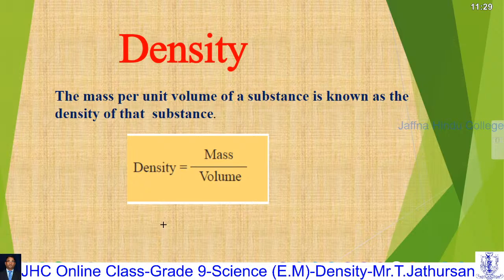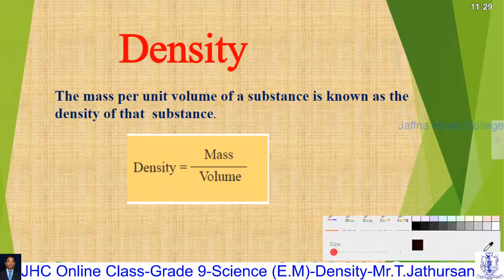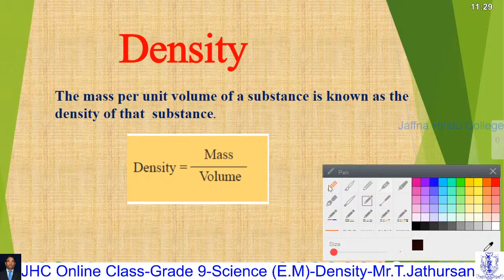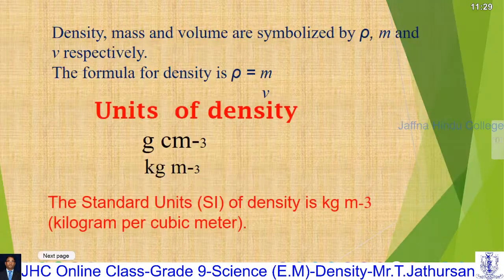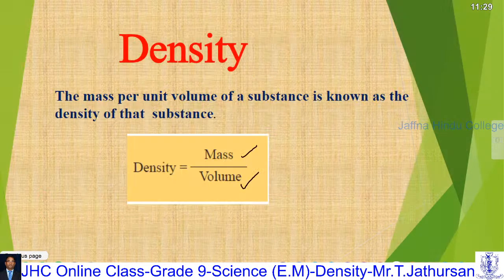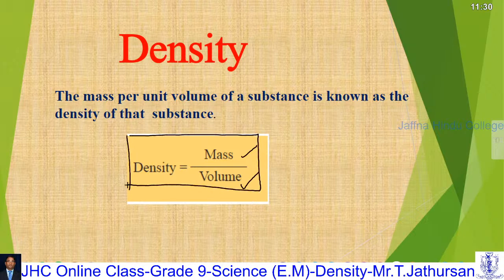The density of a solid depends on two factors. What are they? Mass and volume. There are two factors that the density of a substance depends on: mass and volume. So what is the unit of density? The formula of density is equal to mass over volume.